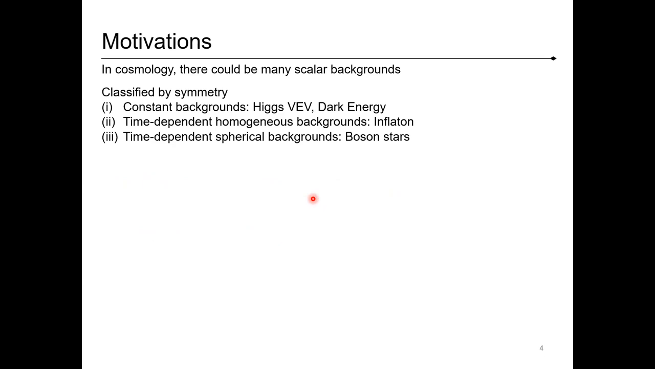Now, in cosmology, there could be many scalar backgrounds, and these scalar backgrounds can be classified by symmetry. The first class is constant backgrounds, such as the Higgs vev or dark energy. Here by dark energy, I mean cosmological-constant-like dark energy, so they are constant. We can also consider time-dependent but spatially homogeneous backgrounds like the inflaton. At last, in recent years, people are quite interested in time-dependent but spatially spherical backgrounds such as boson stars.